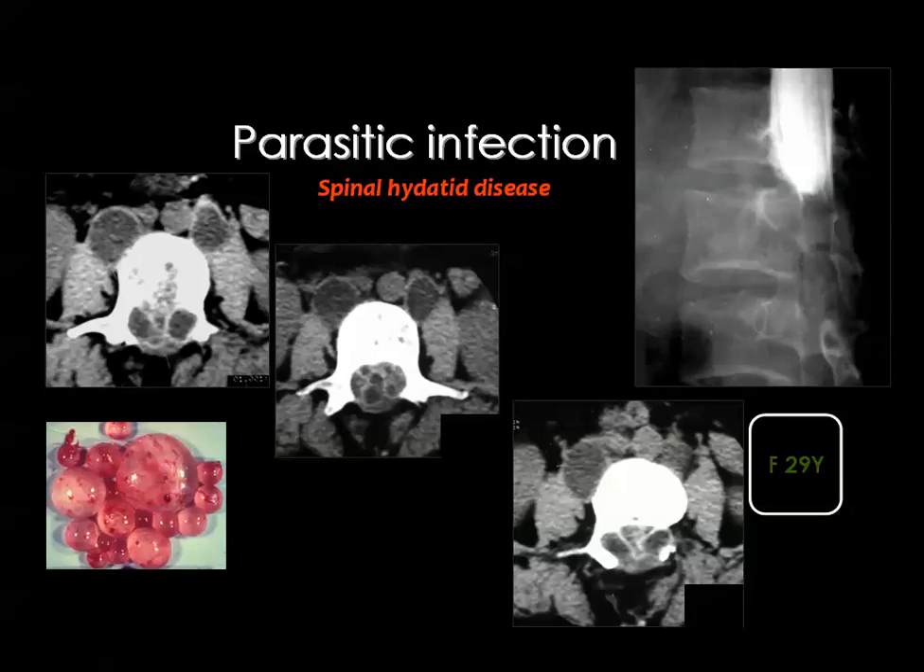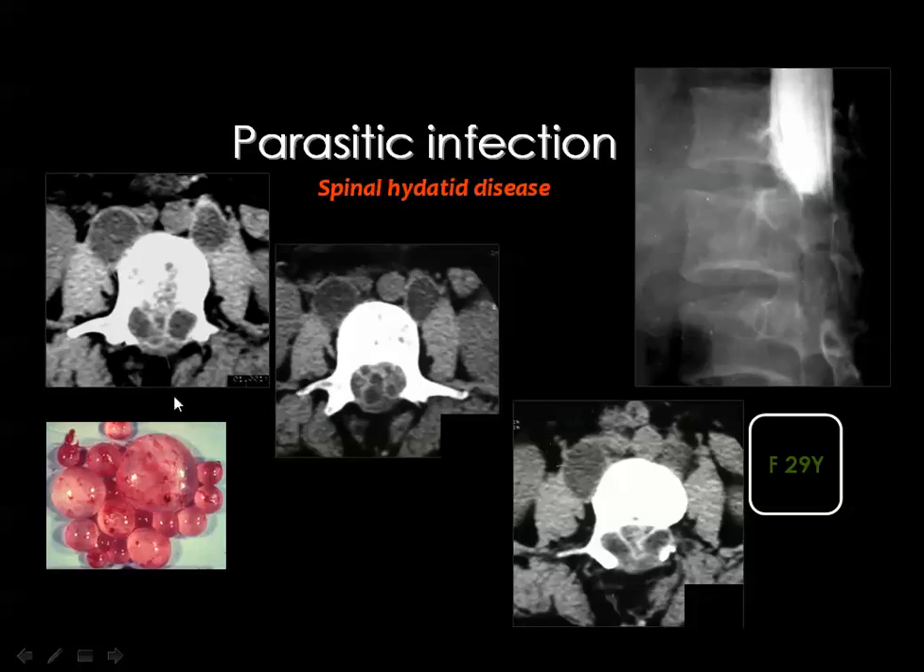One of the parasitic infections of the spine is hydatid disease, or echinococcus disease, and this is a lesion which, in my opinion, is very easy to diagnose. Before the era of MRI, we used to have myelography, and in this particular case, you can see that there is total obstruction of the spinal canal to the flow of the contrast column at this level.